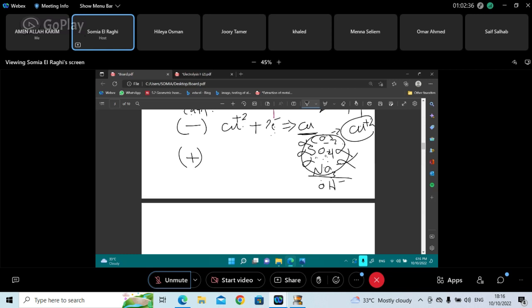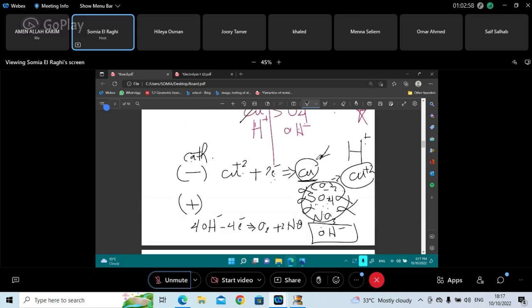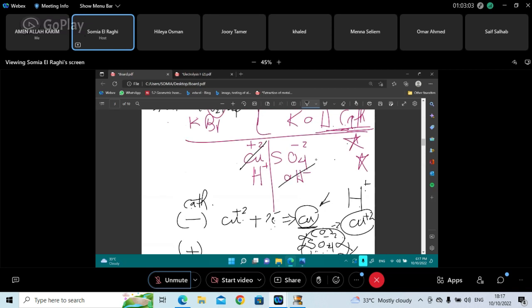So always we get what? The equation: 4OH ion minus 4 electrons. That's why I said you will memorize it. We get oxygen gas and 2 water. So we get copper metal. Yes, we extracted the metal from solution now. We can extract the metal from a solution only if it is below hydrogen ion. So the OH ion goes.